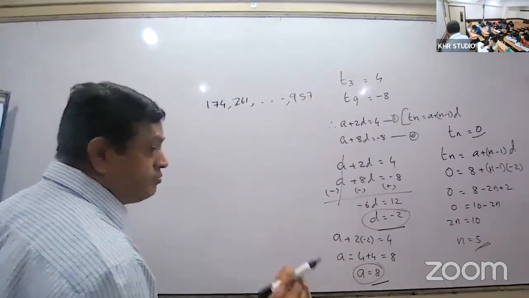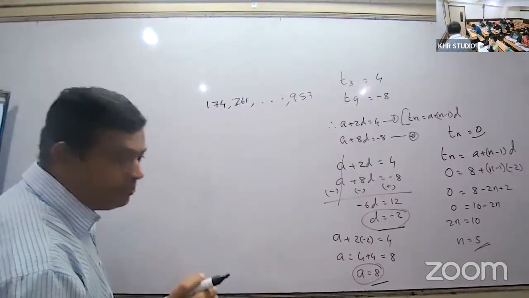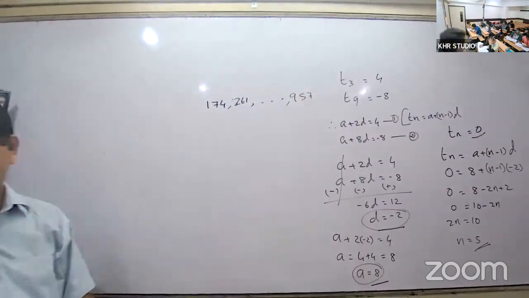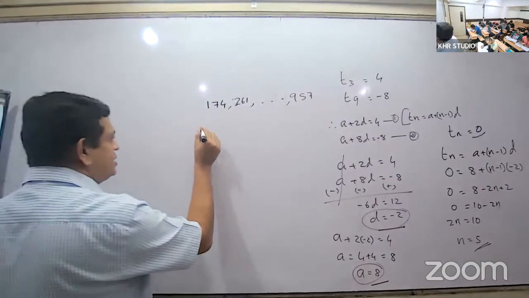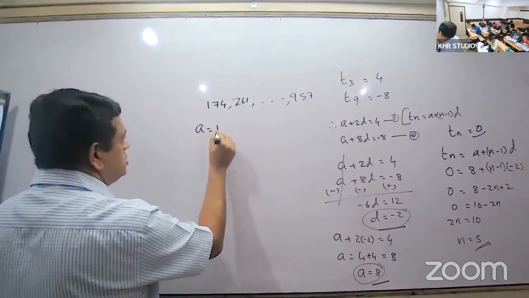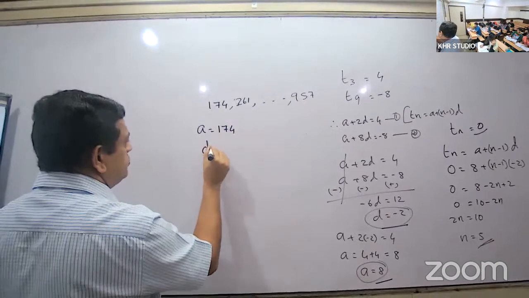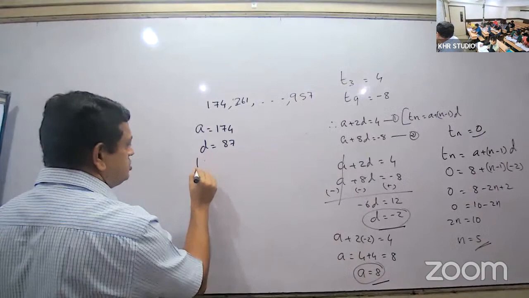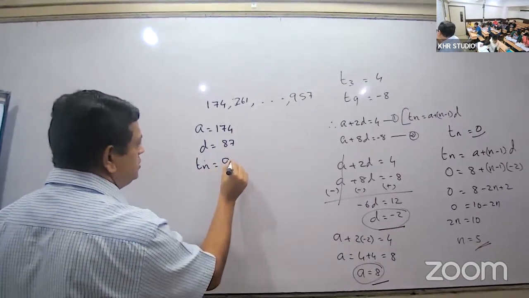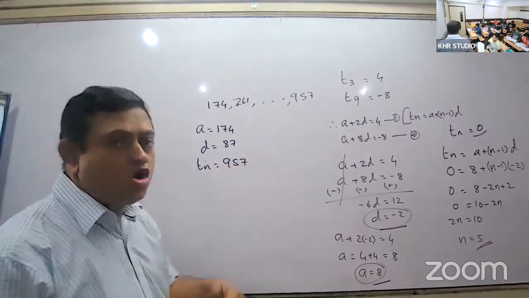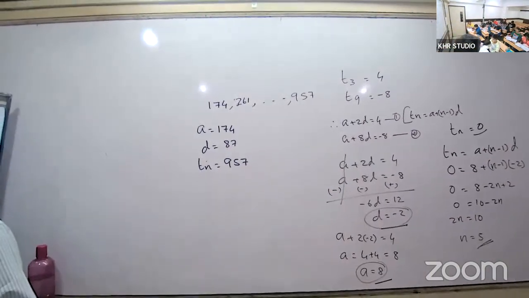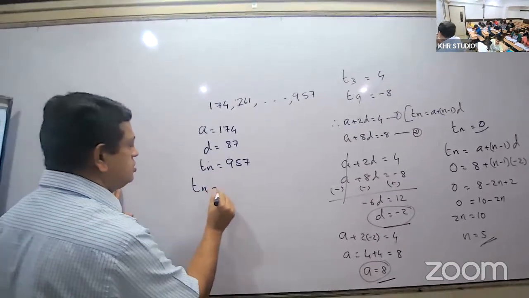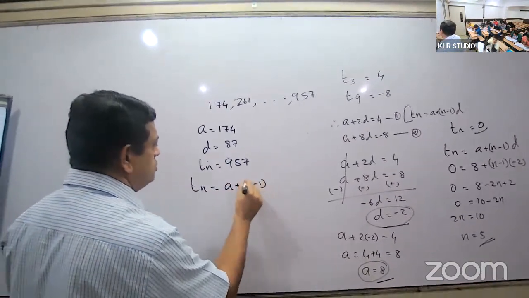Written below, right. It is an AP: 174, 261, etc. It is an AP, you compulsorily have to write. Where a is equal to how much? 174. What is the value of d? 87, because we had it already. And the last term Tn is equal to what? 957. They ask how many? How many means the value of n, so the number of terms. Use the formula Tn equals a plus n minus 1 into d.